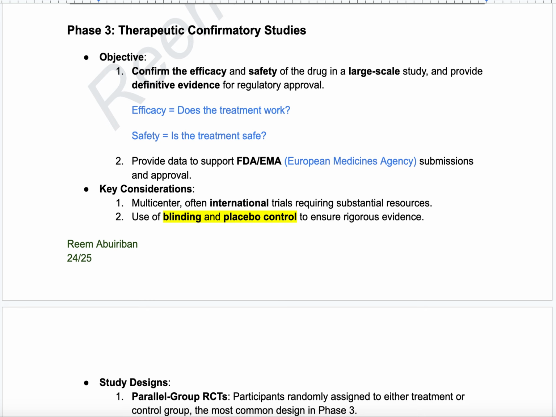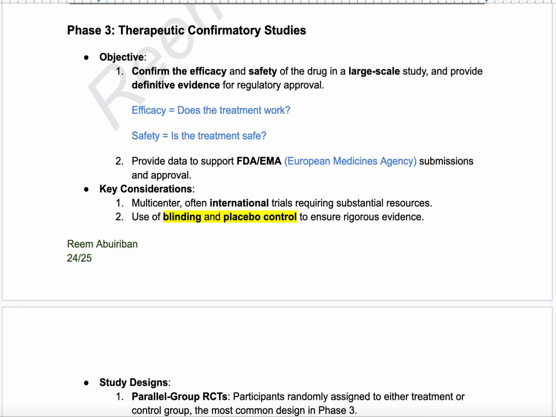That means we just confirm the efficacy, does the treatment work, and the safety, is the treatment safe, of the drug in larger scale studies, and provide definitive evidence for regulatory approval. Provide data to support FDA, which is the Food and Drug Administration, and EMA, European Medicines Agency, submissions and approval.